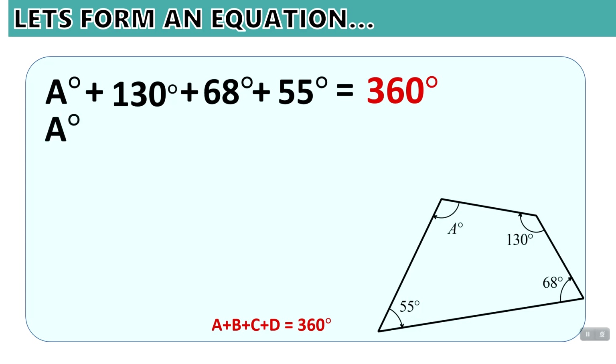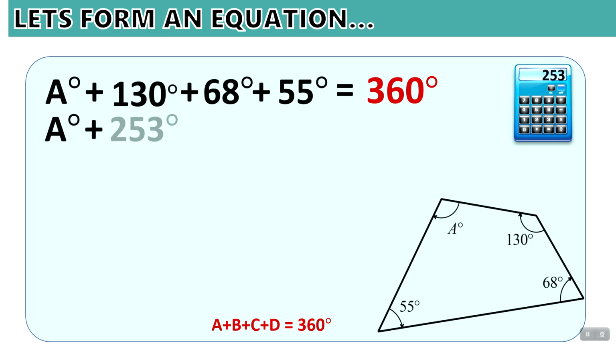And so step 2, let's find the sum of the angles already present in the quadrilateral. Let's find the sum of 130 plus 68 plus 55. So let's get the calculator out. 130 plus 68 plus 55 gives us 253. So we write that and we make that equal to 360 degrees.